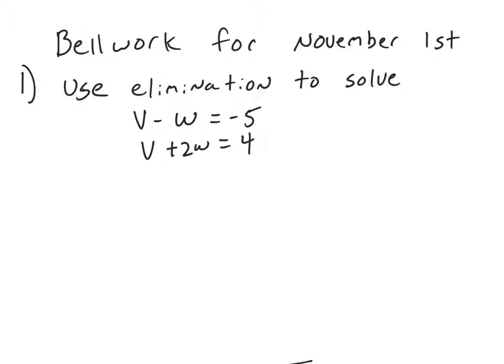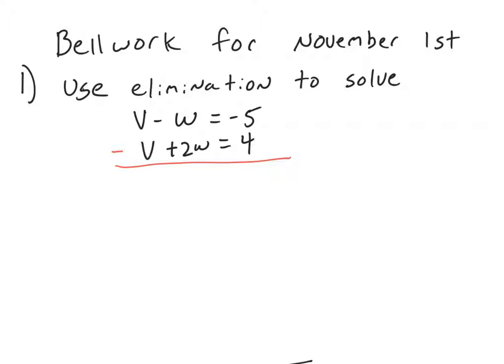This is the bell work for November 1st. On number 1, we have to use elimination to solve. We have v minus w equals -5, and we have v plus 2w equals 4. So looking at those, I need to see if I can add or subtract and get rid of a variable. And it looks like if I subtract, I'm going to get rid of the v's.